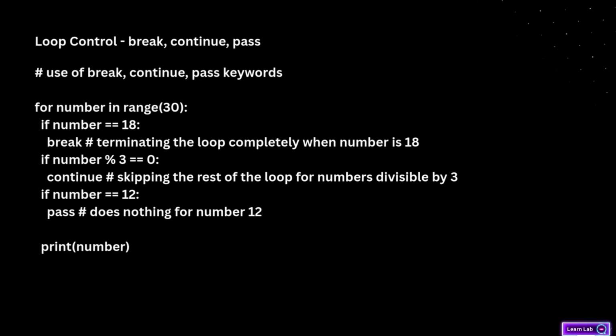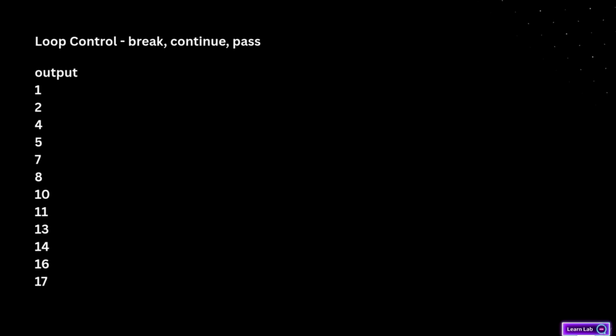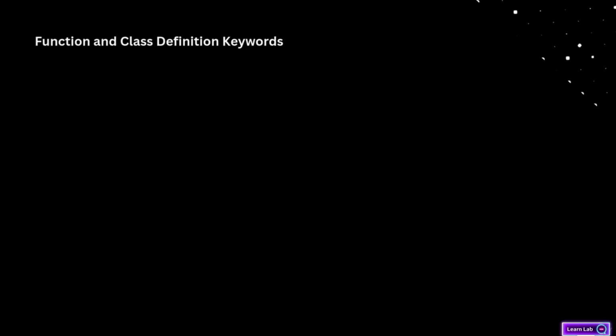Let us see an example showing how to use these keywords. Break: when the number equals 18, the loop is completely terminated. Continue: if the number is divisible by 3, that is, when number % 3 is equal to 0, the loop skips the print statement and moves to the next iteration. Pass: the statement for the number 12 does nothing but lets the program continue, and the output is this. Here, numbers divisible by 3 like 0, 3, 6, 9, 15 are skipped due to the continue statement. The loop breaks at 18 because of the break statement. For number 12, the pass keyword is used, so nothing happens, but the program continues with the next iteration.